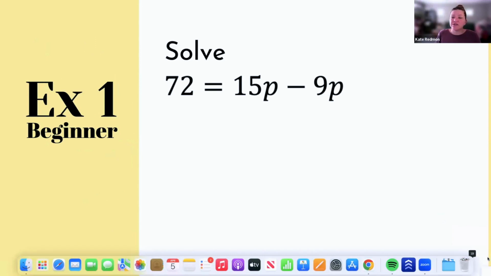So first example, solve 72 equals 15p minus 9p. My ultimate goal is to find out what p is equal to. However, now's the time for the twins to play nicely, because GEMA can help us out before we bust out Miss AMEG. We have an expression on the left-hand side of the equal sign. That one can't get any simpler. It's just a number. There's nothing I can do there. But if I examine just the right-hand side, there is a way to make that simpler.